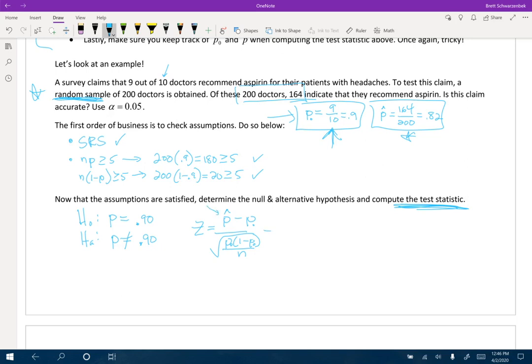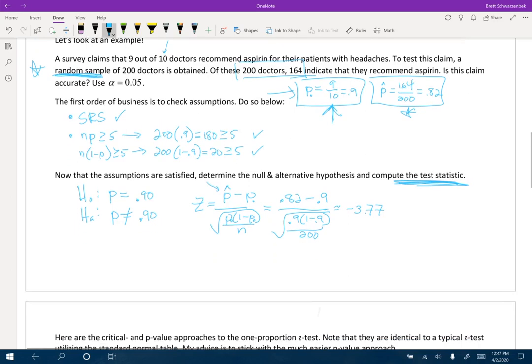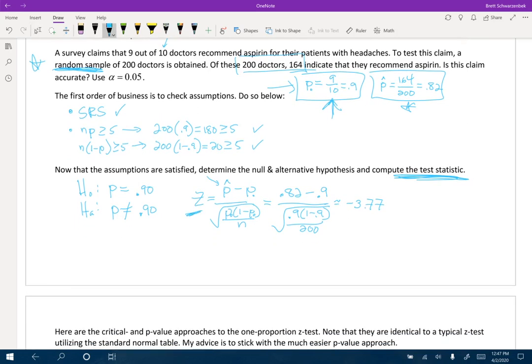That's the key. So we go back and our p hat is 0.82. We're subtracting our claim, which is 0.9. And then when we do the denominator, we're using the 0.9 as our value for p. Our n in this problem is 200. So we're going to get negative 3.77 as our test statistic. So remember, this is a z now. In the previous section, we did a very long, detailed look at t again. Now we're back to z in these problems.